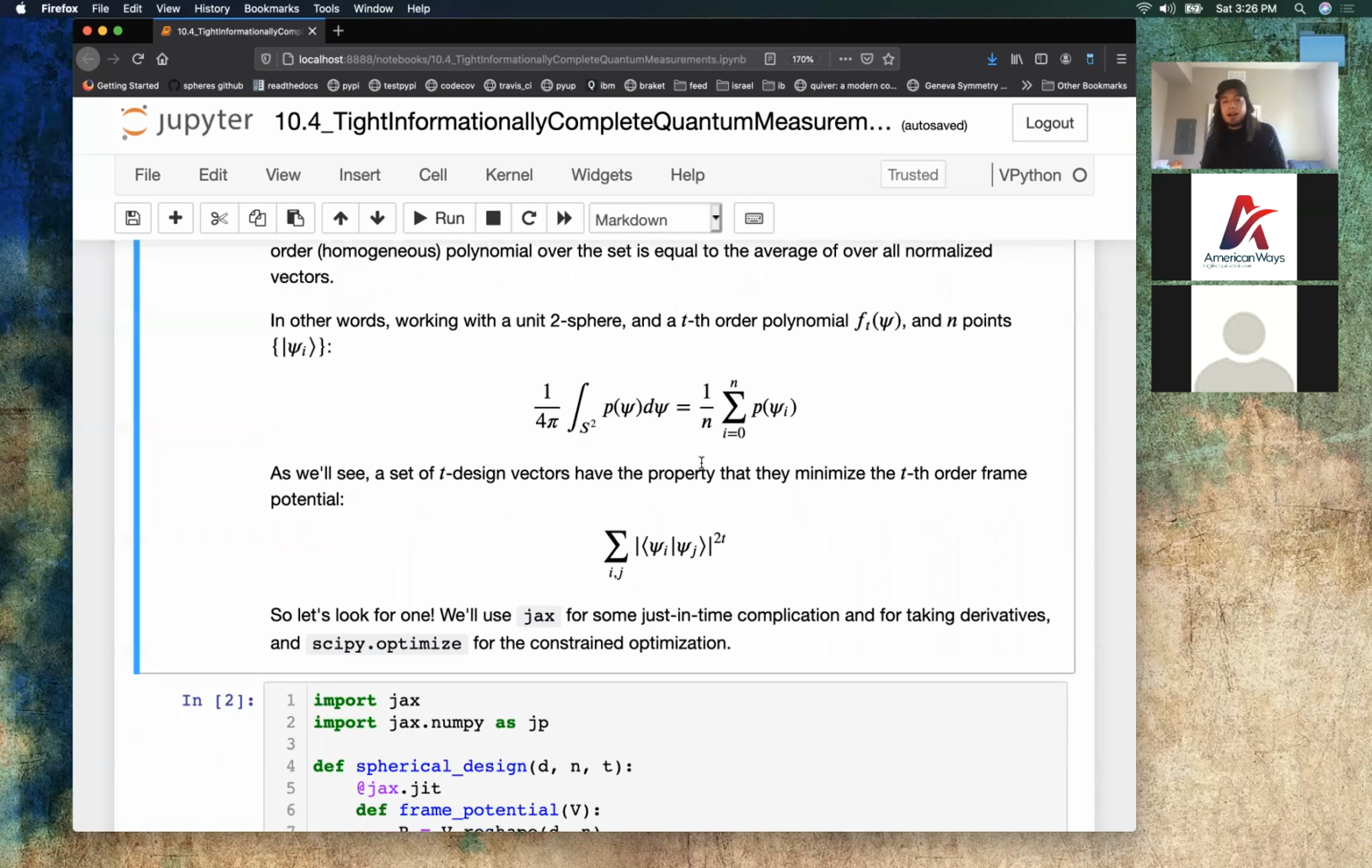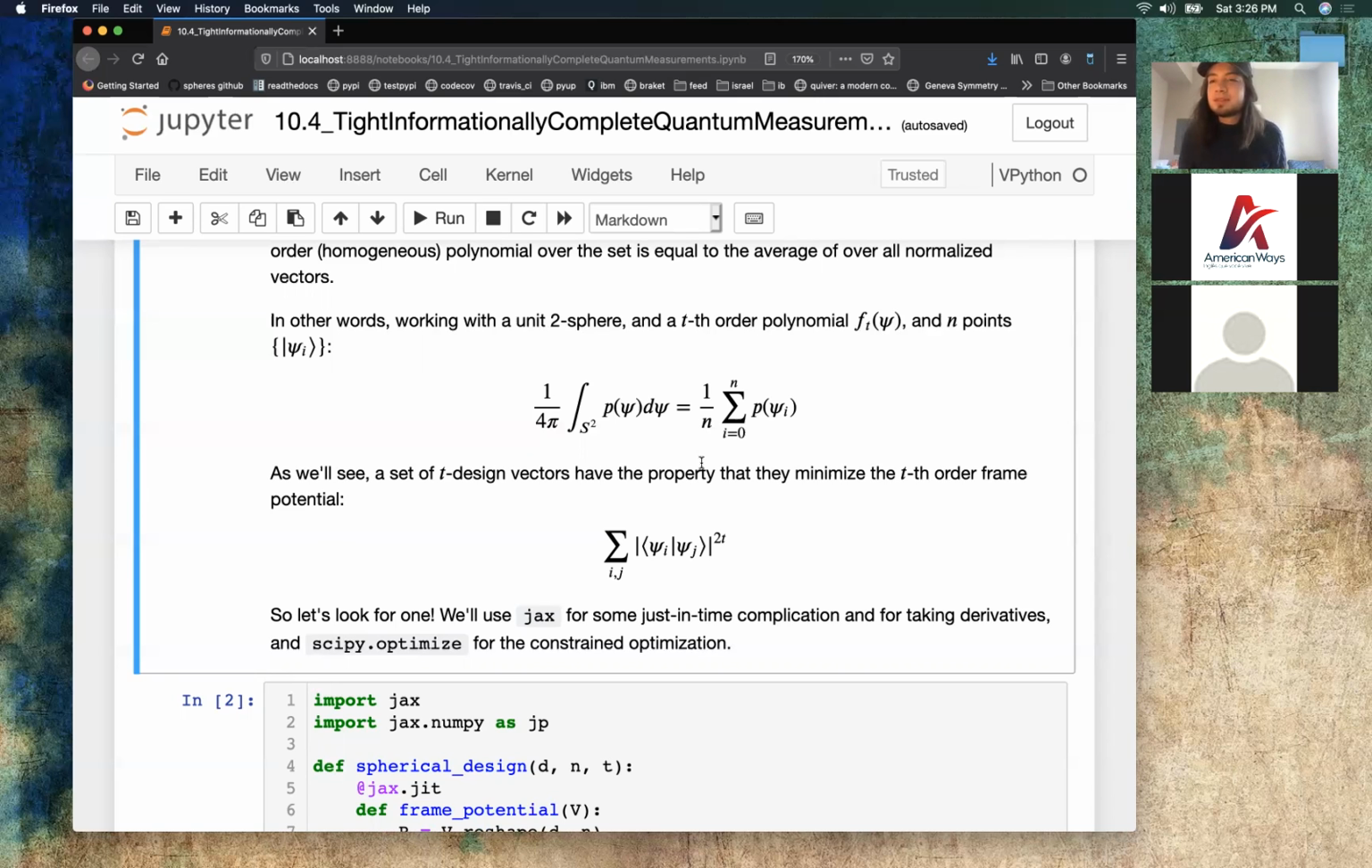We'll see in what follows that a set of T design vectors has the property that it minimizes the Tth order frame potential. Frame potential, you'll see there's a connection to frame theory, as we talked about last time.